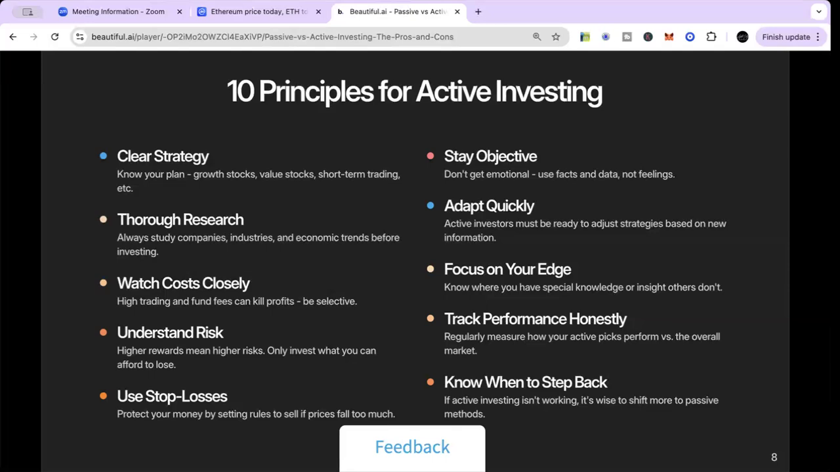So protect your money, right? So if you see a lot of volatility, set some rules to sell. If prices fall too much on the active strategy, sometimes you want to cut fast losses rather than long-term losses, right?